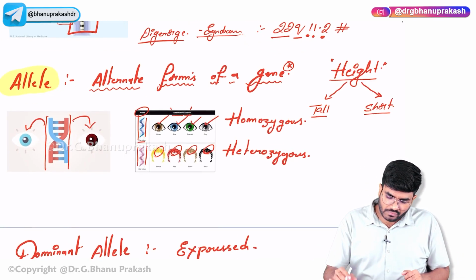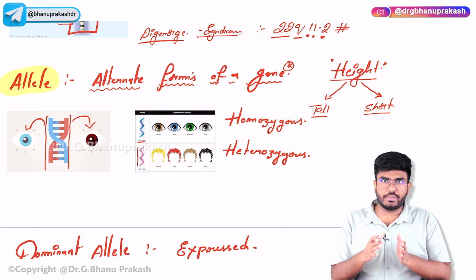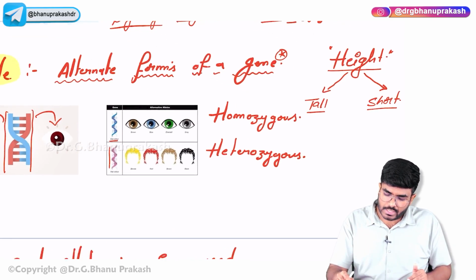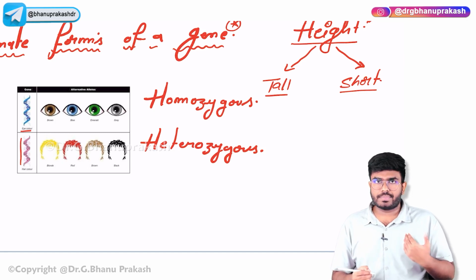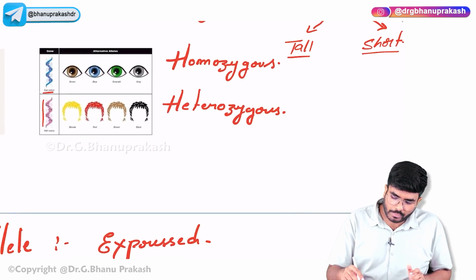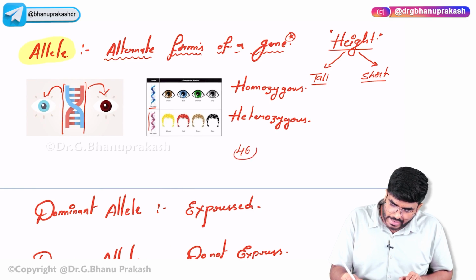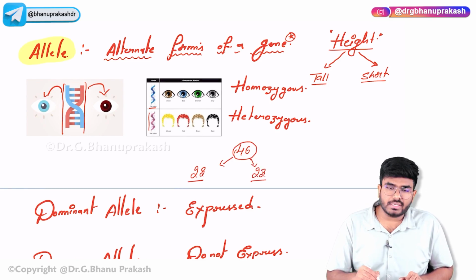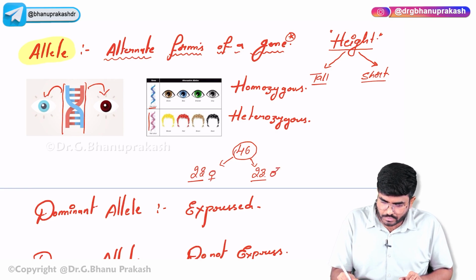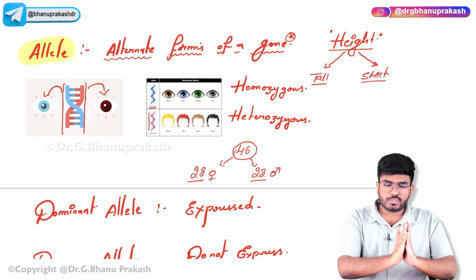Now, let's discuss terms like homozygous and heterozygous. This is an introduction video, so you should know all this terminology. What exactly is homozygous and what is heterozygous? We humans have 46 chromosomes. Out of these, 23 are from the mother and 23 are from the father. You know this, right? So we have 23 mother chromosomes and 23 father chromosomes.